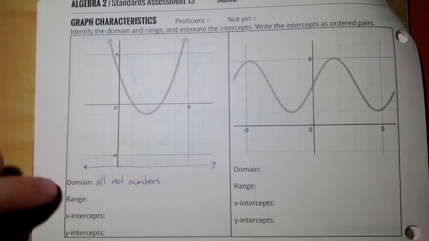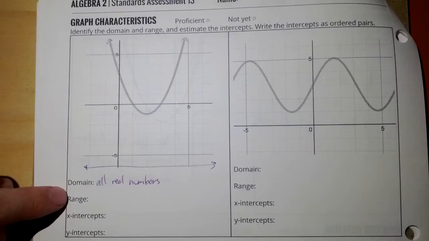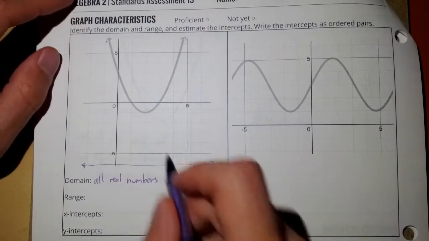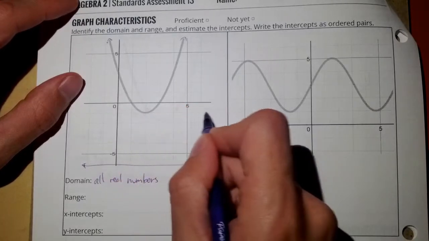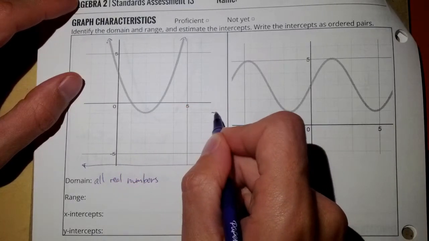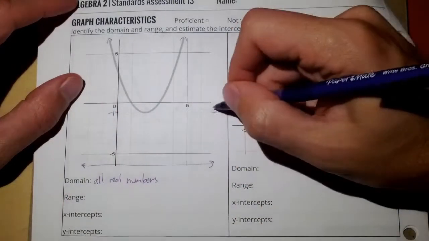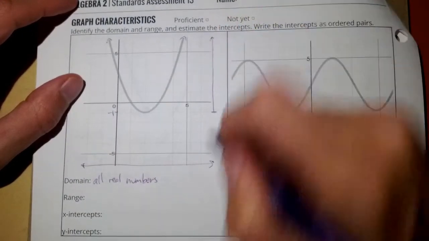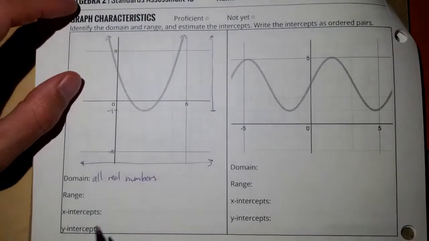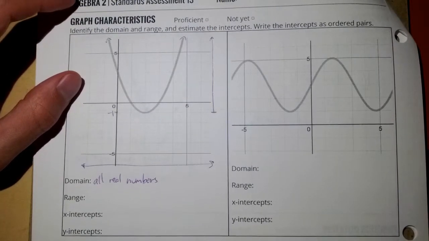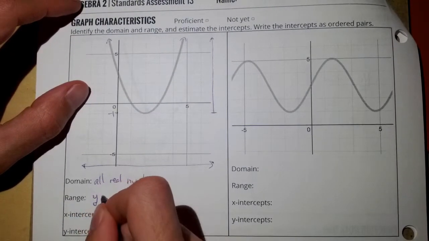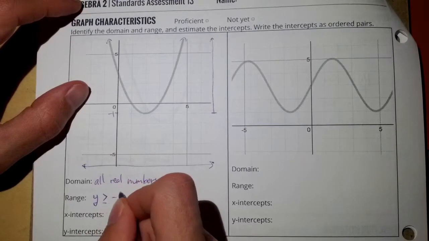Okay. For the range, I'm looking up and down. I'm looking at the possible y values. Now in this case, I see that there's a low point. So it's everything from here, which is at -1, and then everything goes above that. So I have to write somehow a statement that says y is everything that's bigger than -1. So y is greater than or equal to -1.